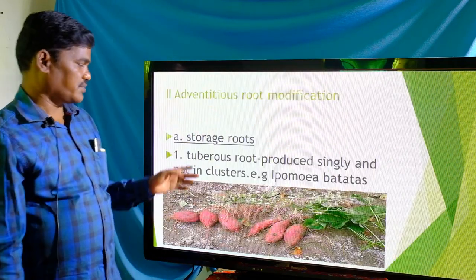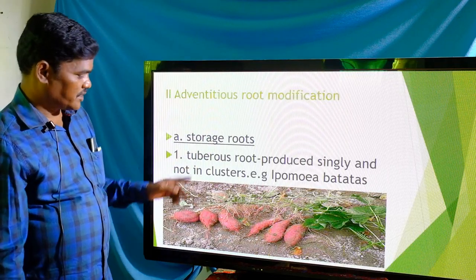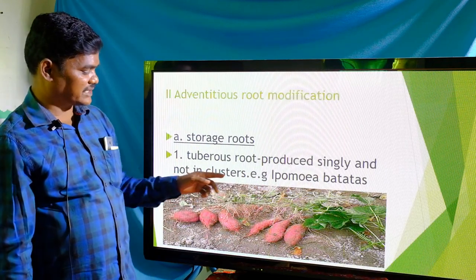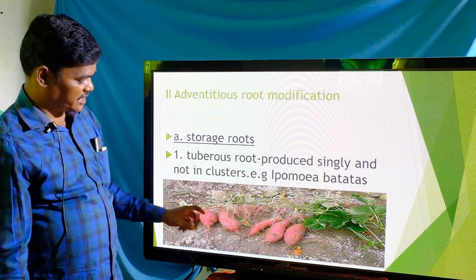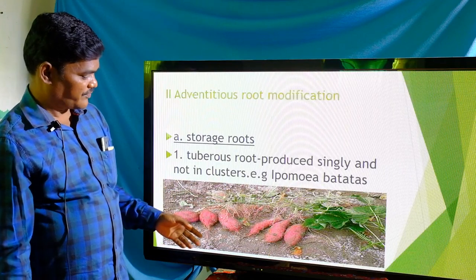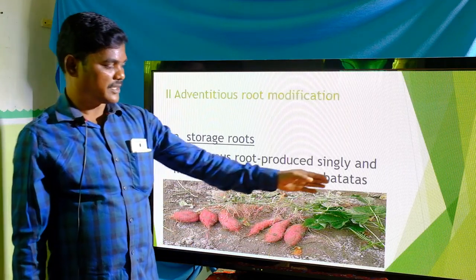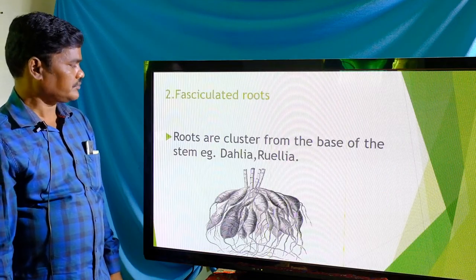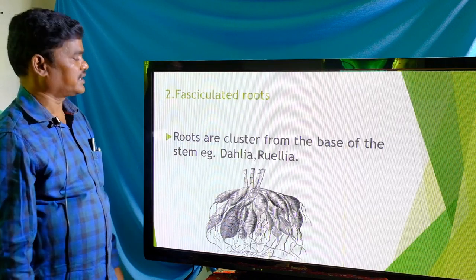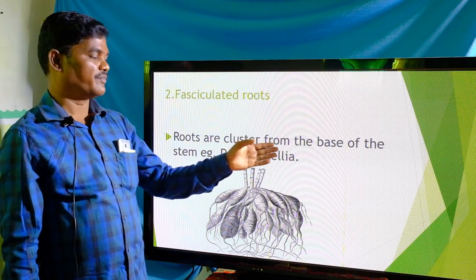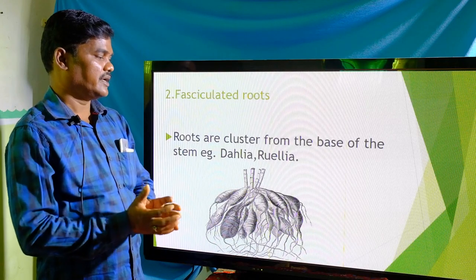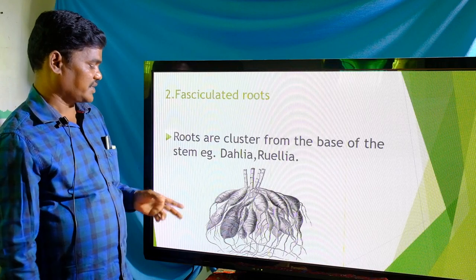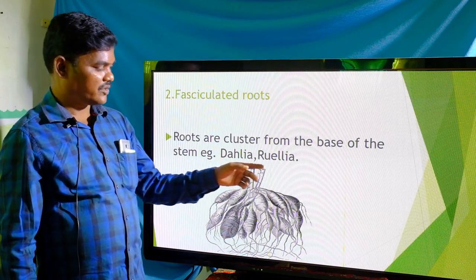Adventitious root modification. The first one is the storage root. Tuberous root is produced singly, not in clusters. Singly they produce a tuber, for example Ipomoea batatas, sweet potato. Fasciculated root: fascicle means the roots are clustered at the base. Many tubers are produced at the base of the stem. That is called a fasciculated root. Example: Dahlia, Ruellia.